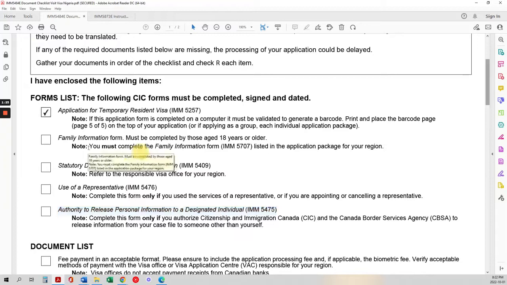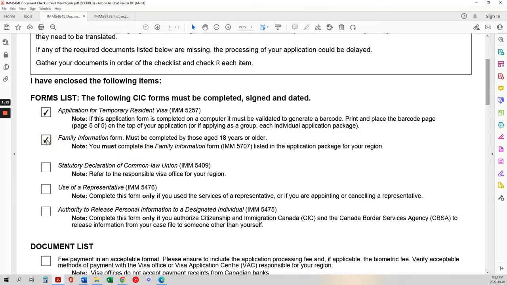So the first thing is the application for temporary resident visa, the IMM 5257. If this application form is completed on your computer, it must be validated to generate a barcode. Print and place the barcode page, and there's 5 pages altogether, on the top of your application, or if you're applying as a group, each individual package. Okay, so each one of those people will have this on top of their application.